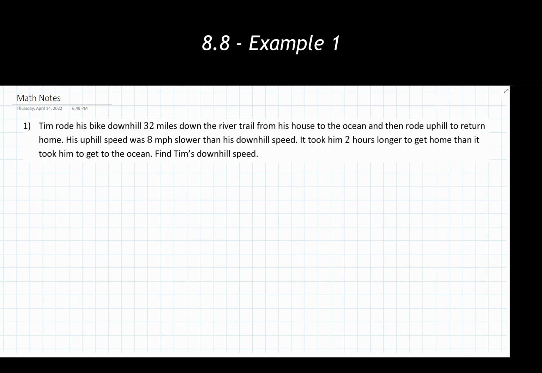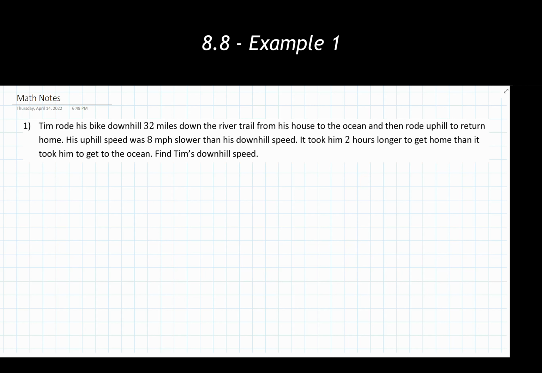So for instance, for this problem, a reasonable summary could be Tim rides downhill to the ocean and then he rides back uphill to return home. He has some speed that he went downhill at, some speed that he went uphill at. We don't know what they are, but they're different. It took him 2 different times, one time traveling downhill and a different time traveling uphill. And ultimately we're trying to find his speed. So that right there is a reasonable starting framework for this problem.